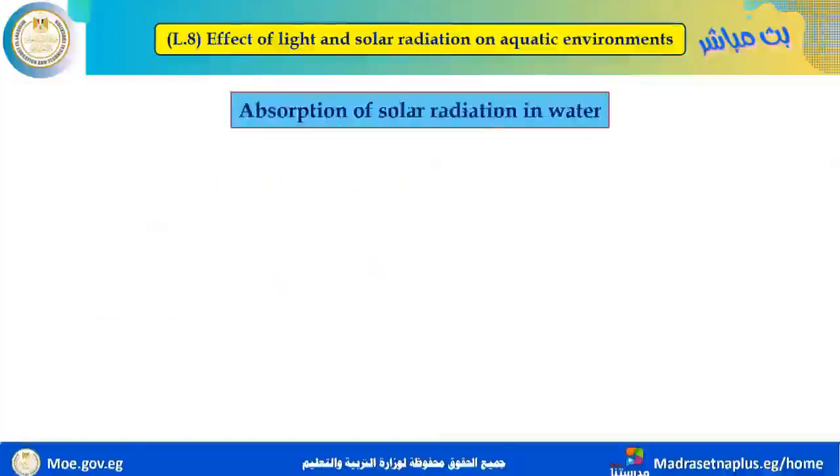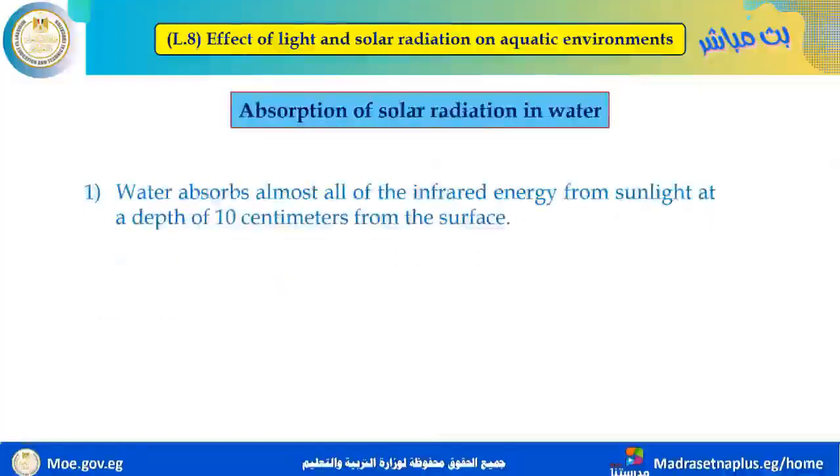Okay? Now, my dear students, we want to talk about the absorption of solar radiation in water. How does the absorption of light in the water happen? Okay? First, water absorbs about all of the infrared energy from sunlight at a depth of 10 centimeters from the surface.